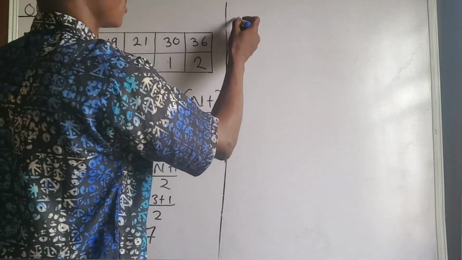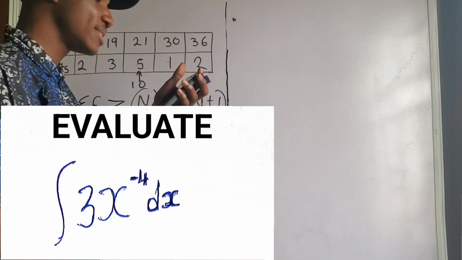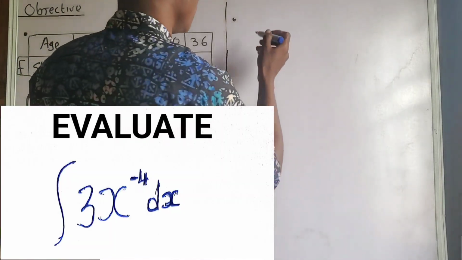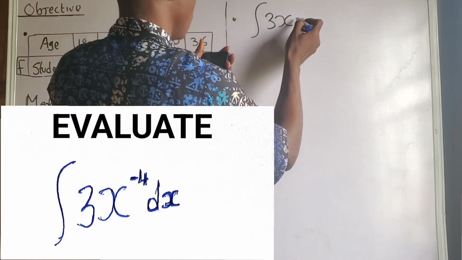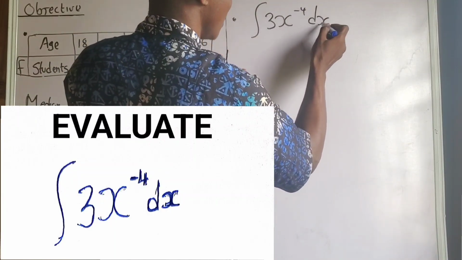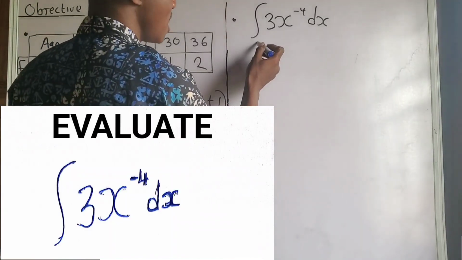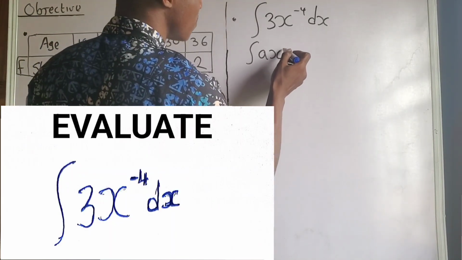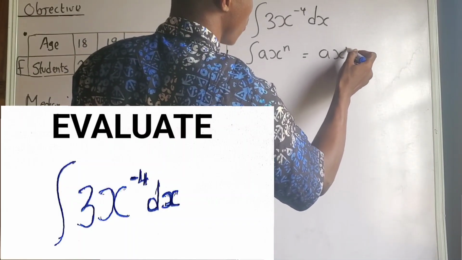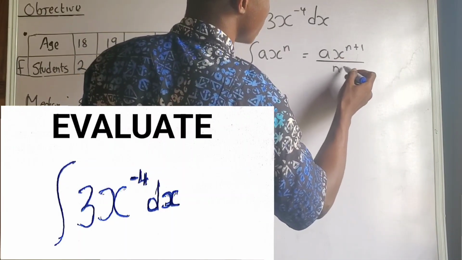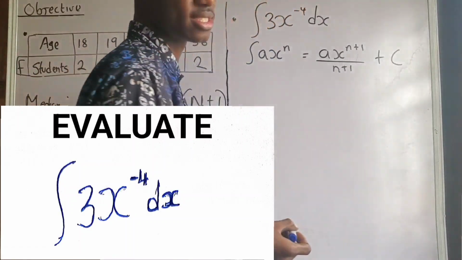Okay, let us progress. Evaluate the integral of 3x to the power of negative 4 dx. Look at this beautiful question on the board. Don't forget that if you are asked to evaluate the integral of ax raised to the power of n, the evaluation will be ax raised to the power of n plus 1 all over n plus 1. Then you are going to add the arbitrary constant term.